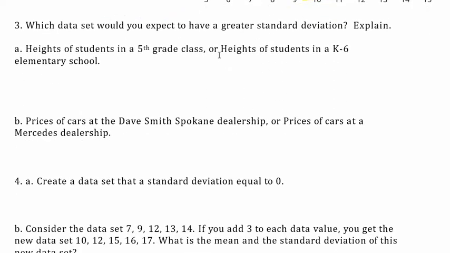So we have 2 different things listed here, and we want to say which data set would you expect to have the greater standard deviation. So we have to choose from the heights of students in a 5th grade class or the heights of students in a K through 6 elementary school. Which one of those would have the greater standard deviation, the greater spread? You got it? Did you make your choice?